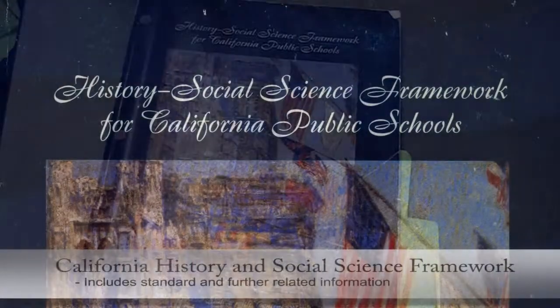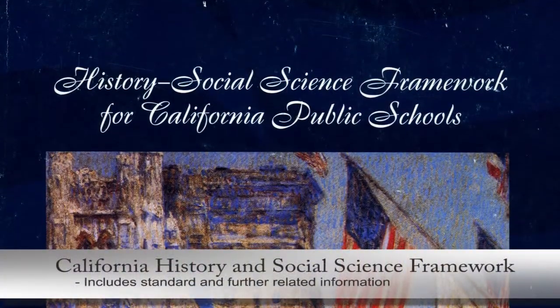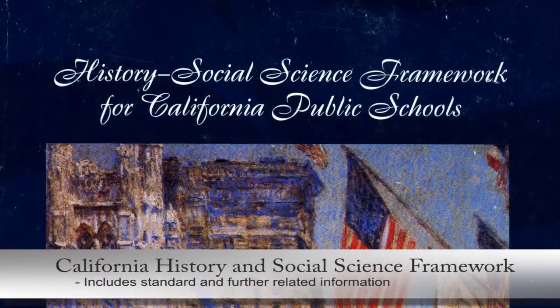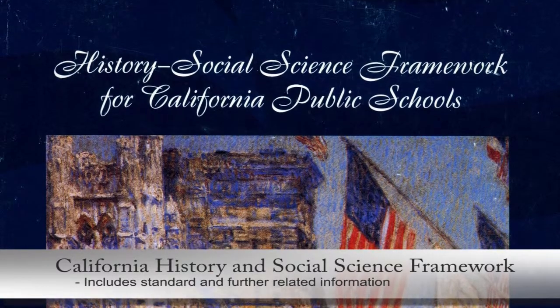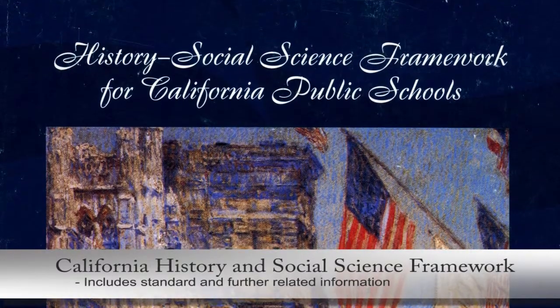And another important resource the state provides is the History Social Science Framework. This describes not only the full text of the standard as seen in the prior document, but includes elaborating information as well. In addition to these documents, you'll need information about testing and what is expected that students should know in order to perform well on the state standards test.